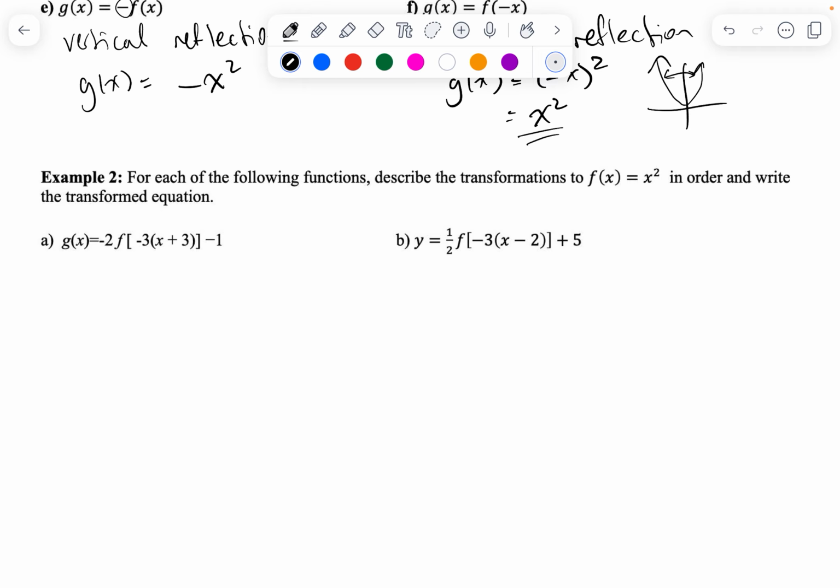So let's see what happens if we do a whole bunch of transformations. Okay, so we've got to go in order. So first I see that there's a negative outside and a negative inside. So I'm going to say that there's a vertical reflection and there's a horizontal reflection.